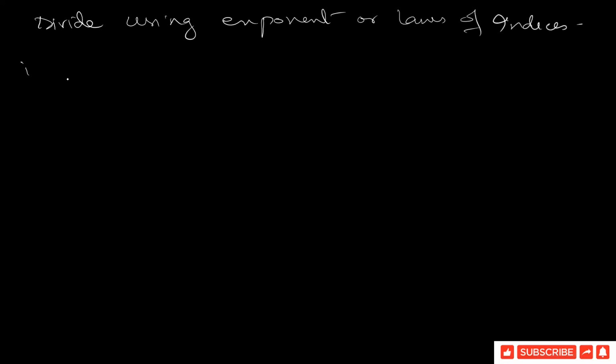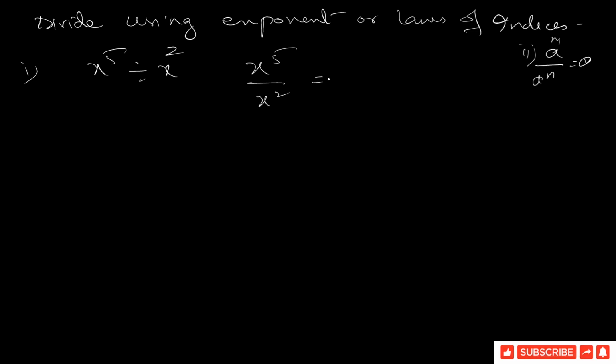Now question 1. This one is x power 5 divided by x power 2. We can write it as x power 5 upon x power 2. If we use the second law of indices, which shows a power m over a power n equals a power m minus n. So, the same base x, and we divide these two with the help of this second law of indices. So x power 5 minus 2 becomes x power 3.